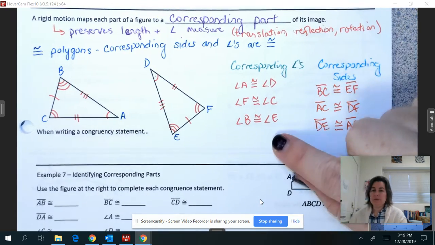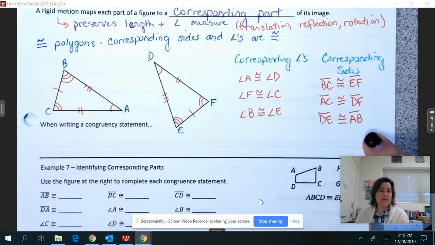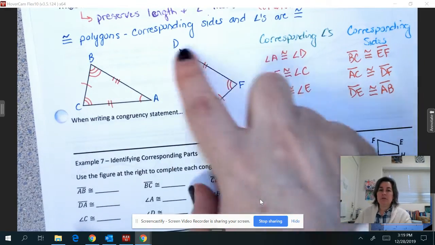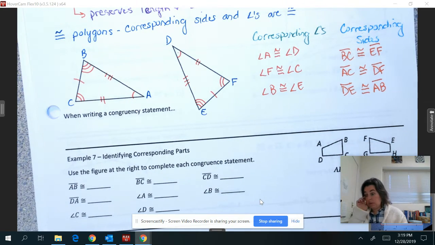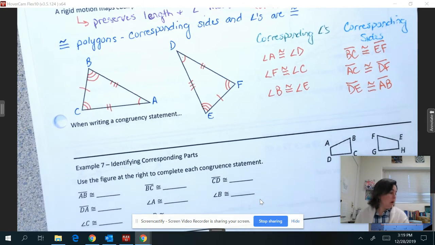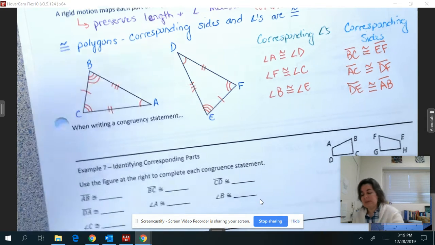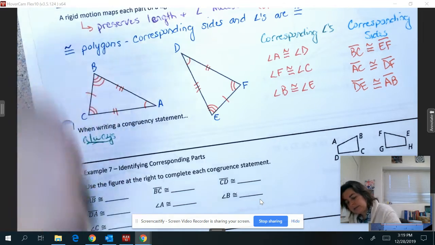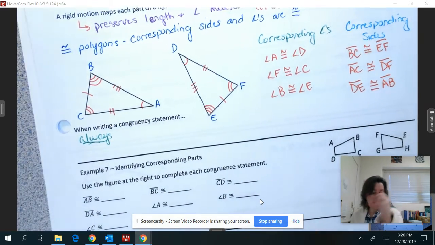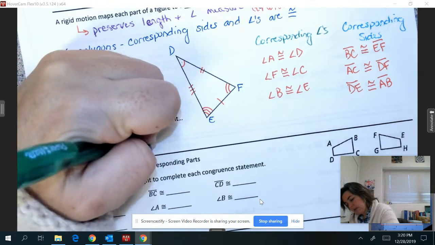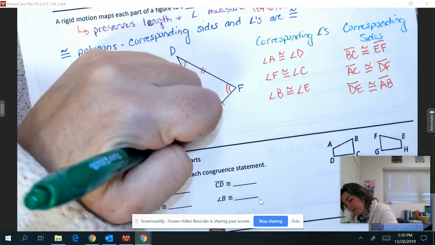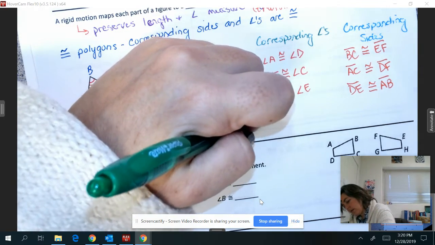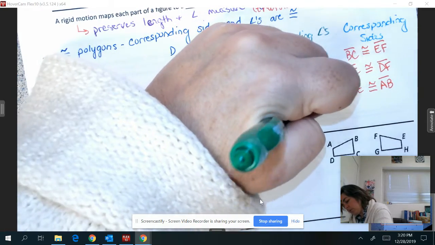Okay, so we listed all 3 sets of corresponding angles, all 3 sets of corresponding sides. A congruency statement is when you say this whole triangle is congruent to this whole triangle. An important thing to remember is that you always want to list the corresponding vertices in the same order. This is not difficult, but you just have to remember to do it. Always list the corresponding vertices in the same order.